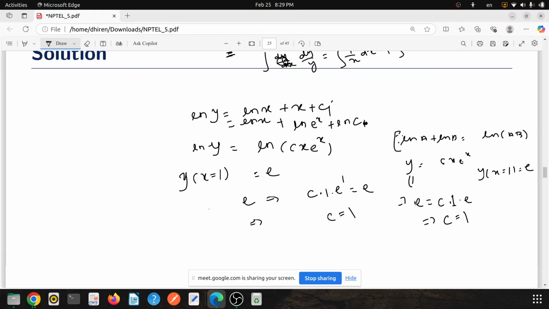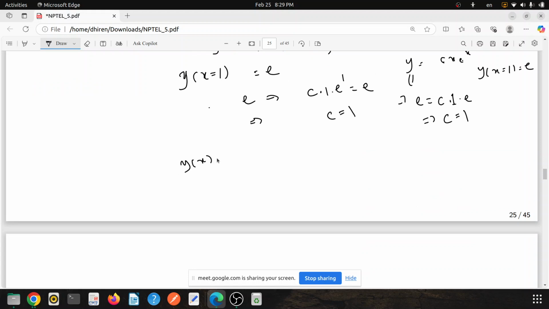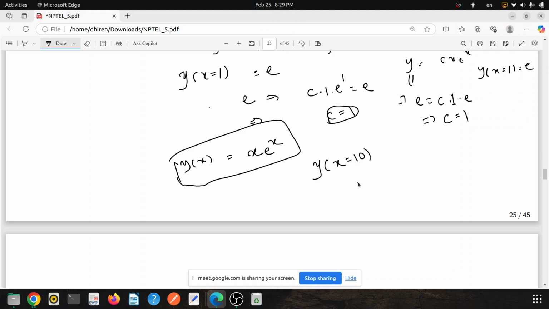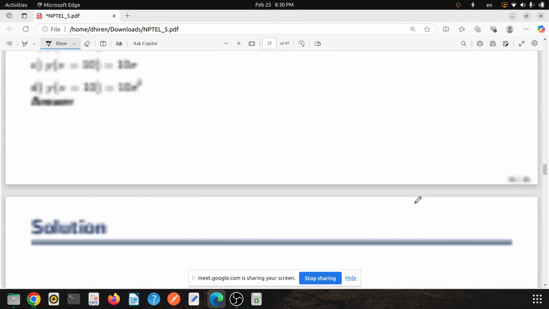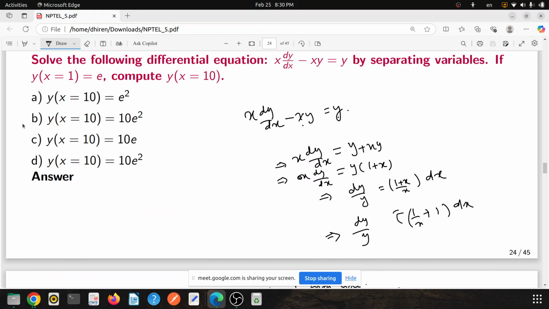So what is the general solution for y of x? You got the value of c as 1, so y equal to x e power x is the general solution of y. So next we have to compute y at x equal to 10. You can just substitute 10 in the place of x, so that will be e power 10. So option B is correct. Here there is a typo, that will be 10.